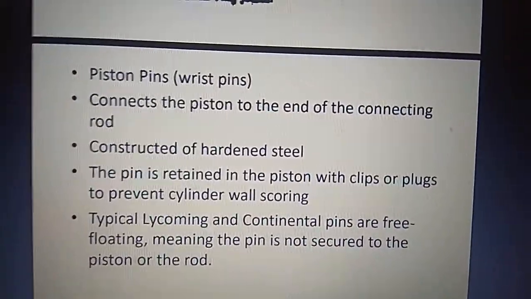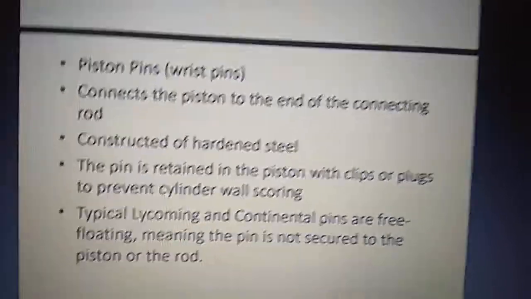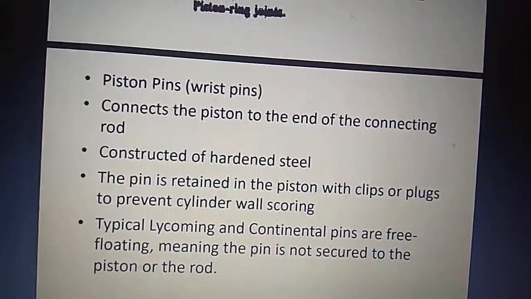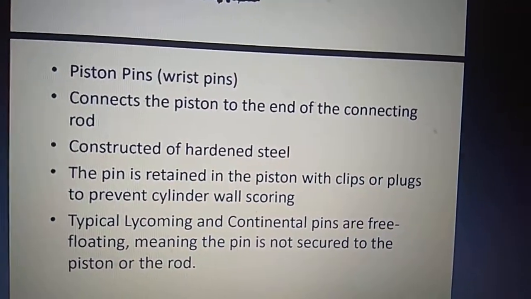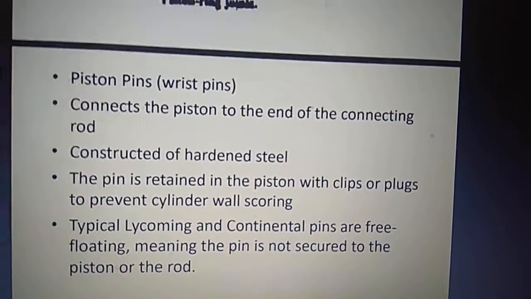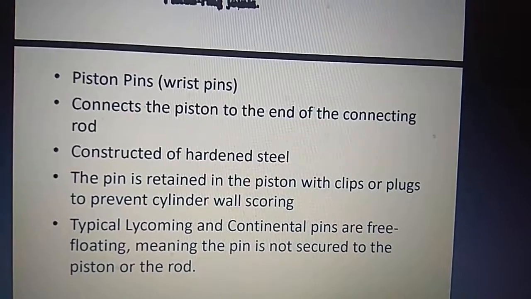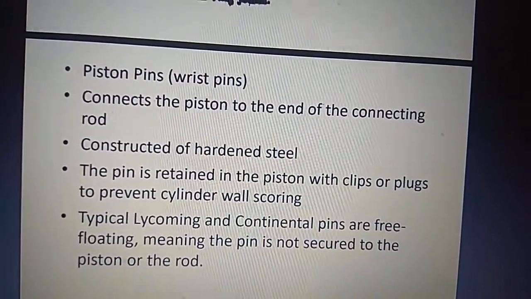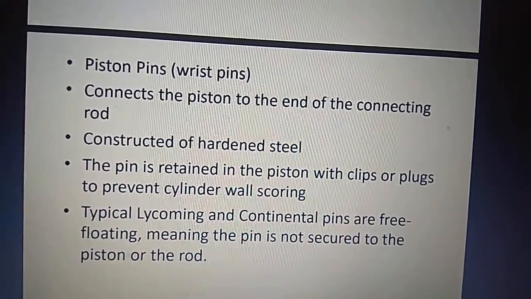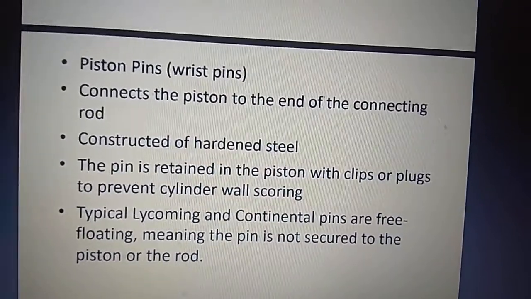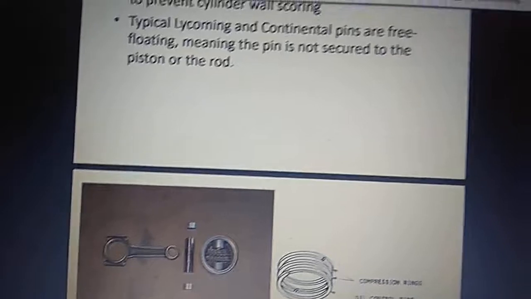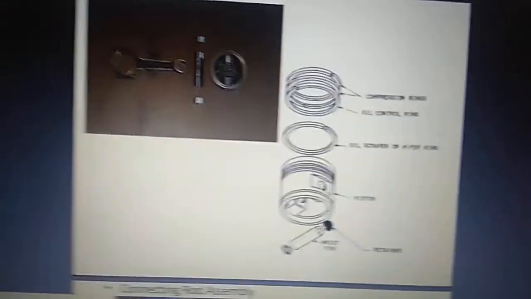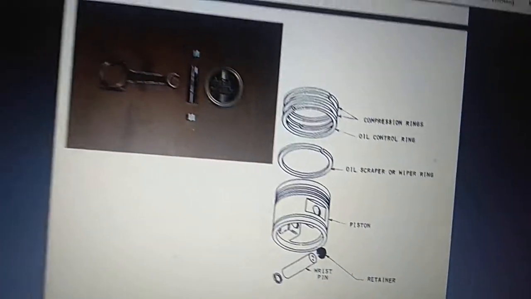Then you can see piston pins. These are the wrist pins which connect the piston to the end of the connecting rod. They are constructed of hardened steel. The pin is retained in the piston by clips or plugs to prevent cylinder wall scoring. Typical Lycoming and Continental pins are free floating, meaning the pin is not secured to the piston or to the rod. So you can see here the typical construction of the piston ring.